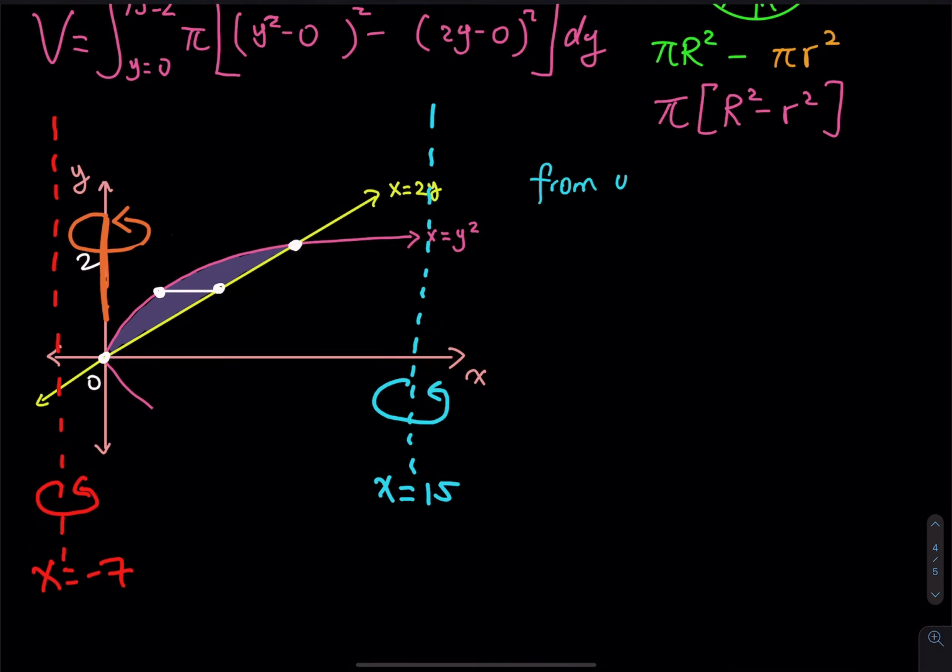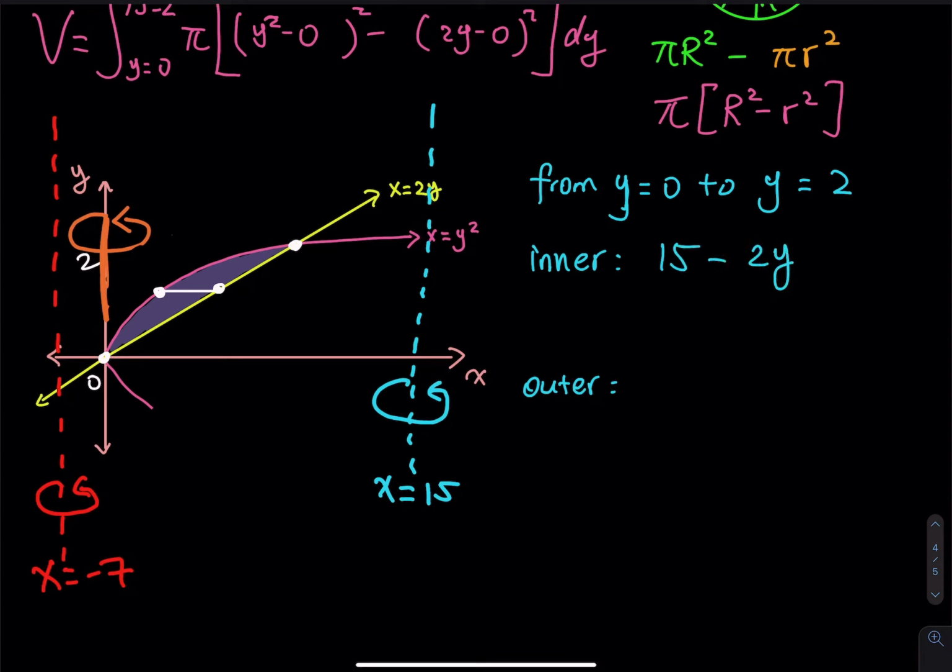So the inner radius: look at the line in the area. Which curve is closer to the 15? The answer is the yellow straight line, right? So since the yellow straight line is closer to the 15, should I use the yellow line minus 15, or the 15 minus the yellow line? Answer my question: 15 minus the line or the line minus 15? The answer is we will be taking the 15 minus the line.